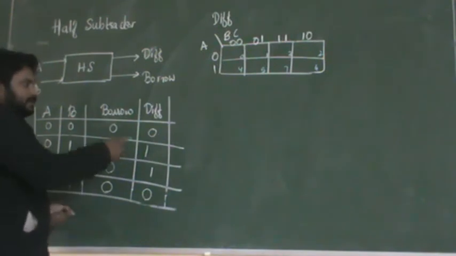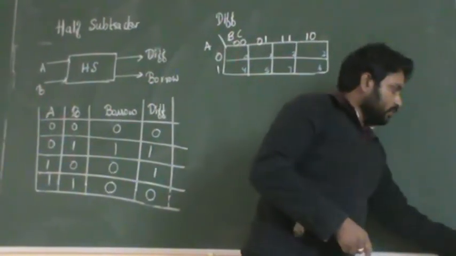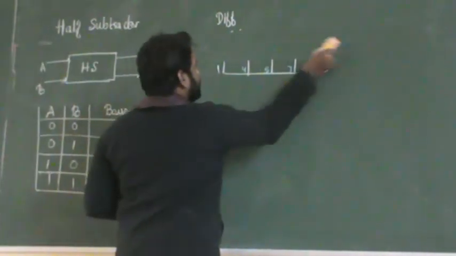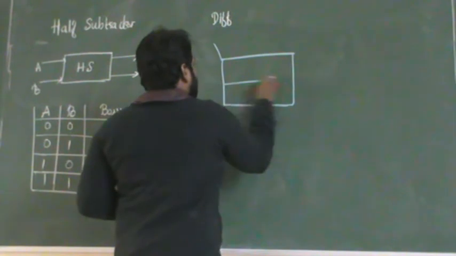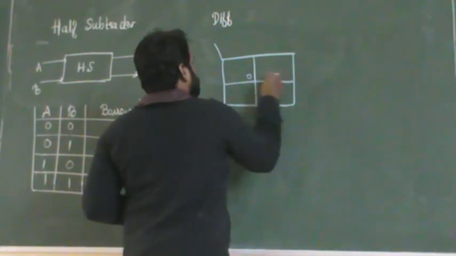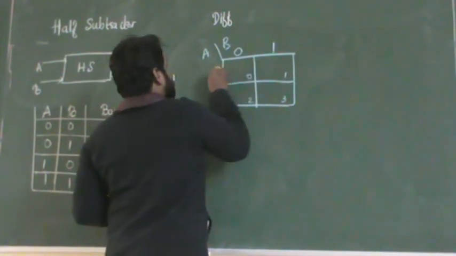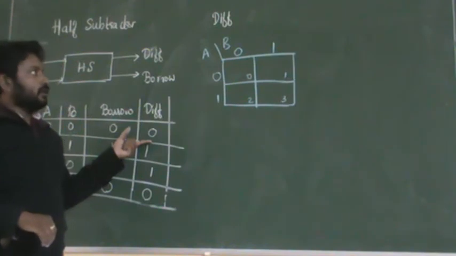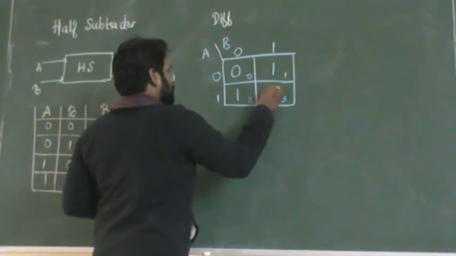Now I will start copying these values in, but here what is the mistake I have done? I have to consider only the 2 variables. This is not a 3 variable, it is a 2 variable K-map. So cells 0, 1, 2, 3, with A, B as 0, 1, 0, 1. Now I am writing the K-map for difference. So here comes 0, 1, 1 and 0.